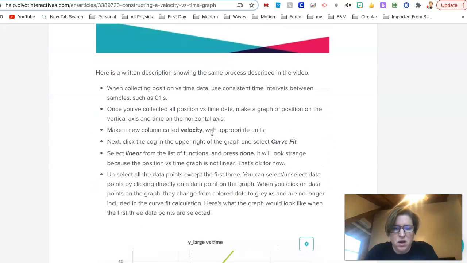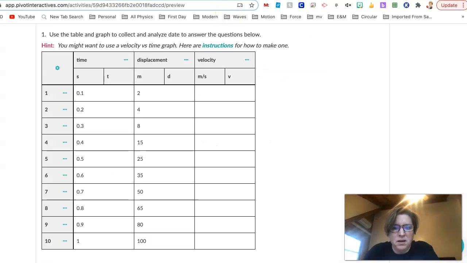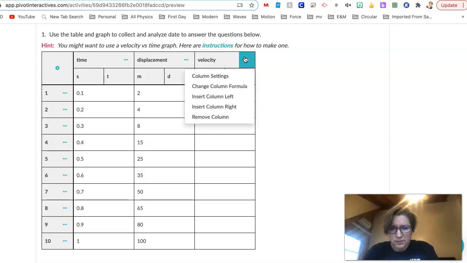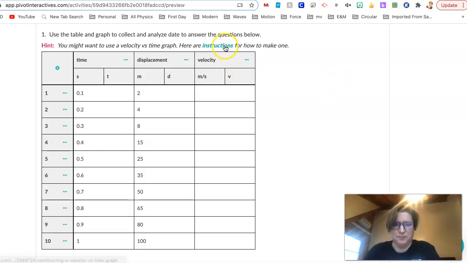Scrolling down. All right, so a reminder, you should do it using consistent time intervals, right? And then you're going to make a graph of position, or we're calling it displacement, versus time, with time on the horizontal axis. And then you're going to make a new column called velocity with appropriate units. To show you how to do that, all you had to do is go here and do insert column on right. That's how I did that. And I made a velocity column.